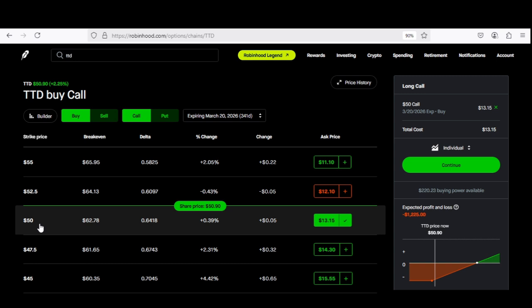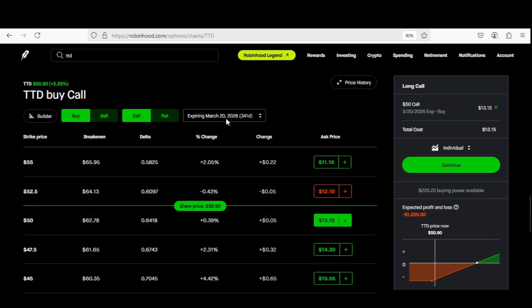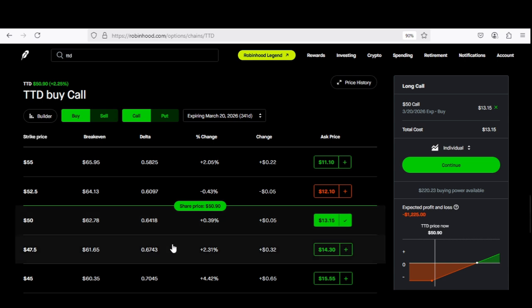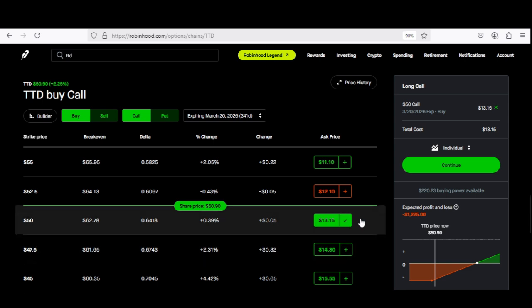So since I have a LEAPS option expiring January 2026 at a $60 price, I'm now getting one at a $50 price. I'm just lowering my average cost for my LEAPS option, which is not much by the way, because my first LEAPS option cost me $1,375 and this one is $1,315. So it's still around an average of like $1,300. Hopefully you guys understand that.